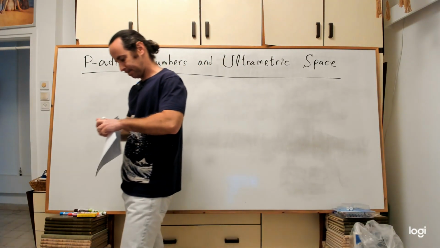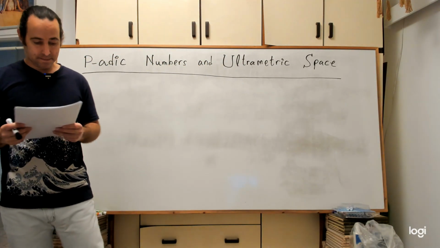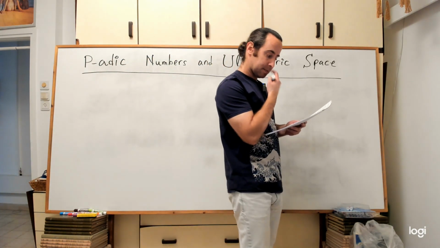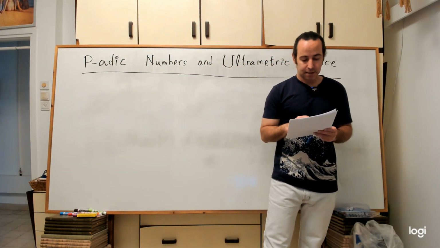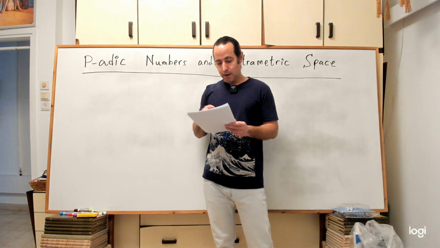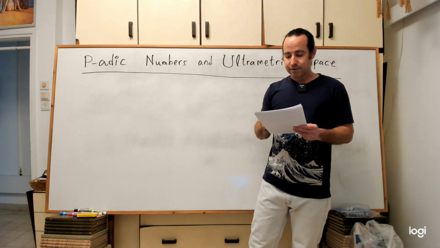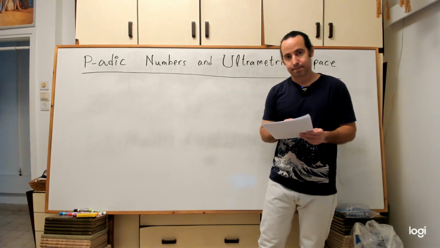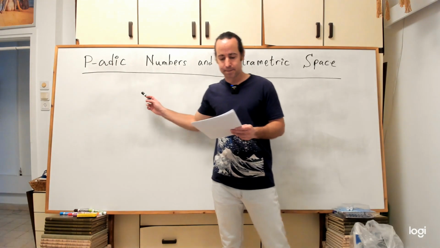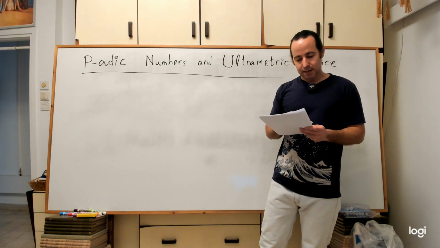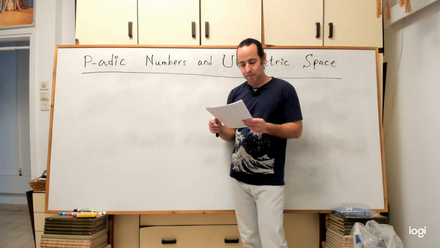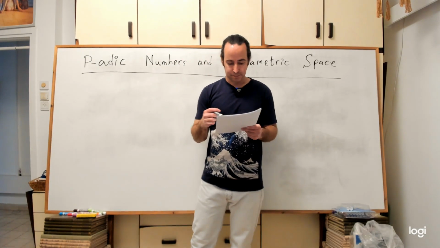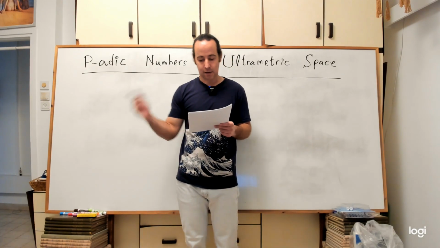Okay. I'll try to explain here what p-adic numbers are. But do yourself a favor and read the friendly introduction in Wikipedia about p-adic numbers. Okay, p-adic numbers. In p-adic numbers, the closer you are, the farther you are. And the farther you are, the closer you are.